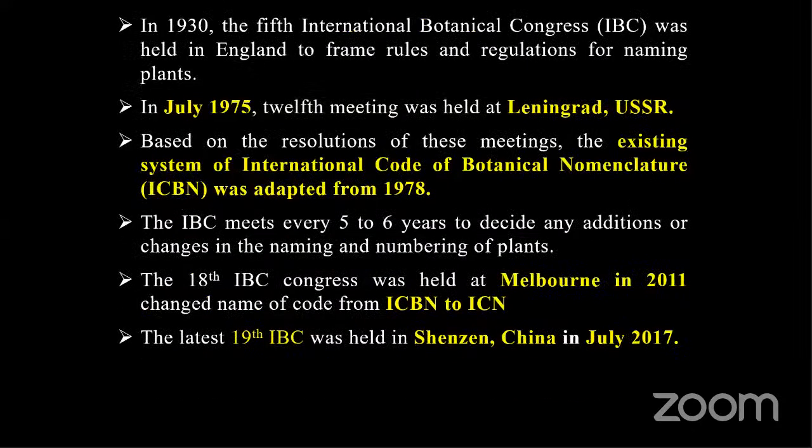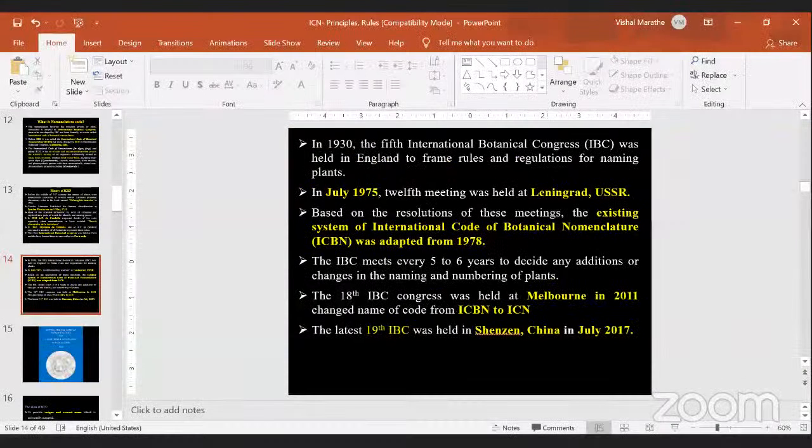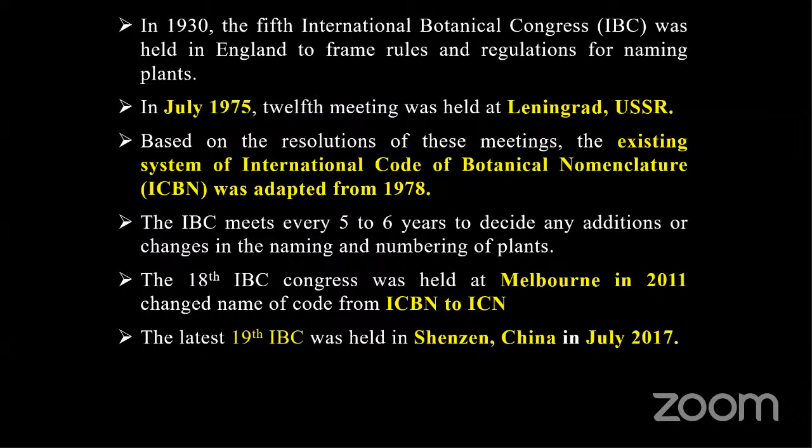So after that, in 1930, the Fifth International Botanical Congress was held in England to frame rules and regulations for the naming of plants. In 1975, the 12th meeting was held in Leningrad, USSR. Actually, this International Botanical Congress is very important, which was organized in July 1975.